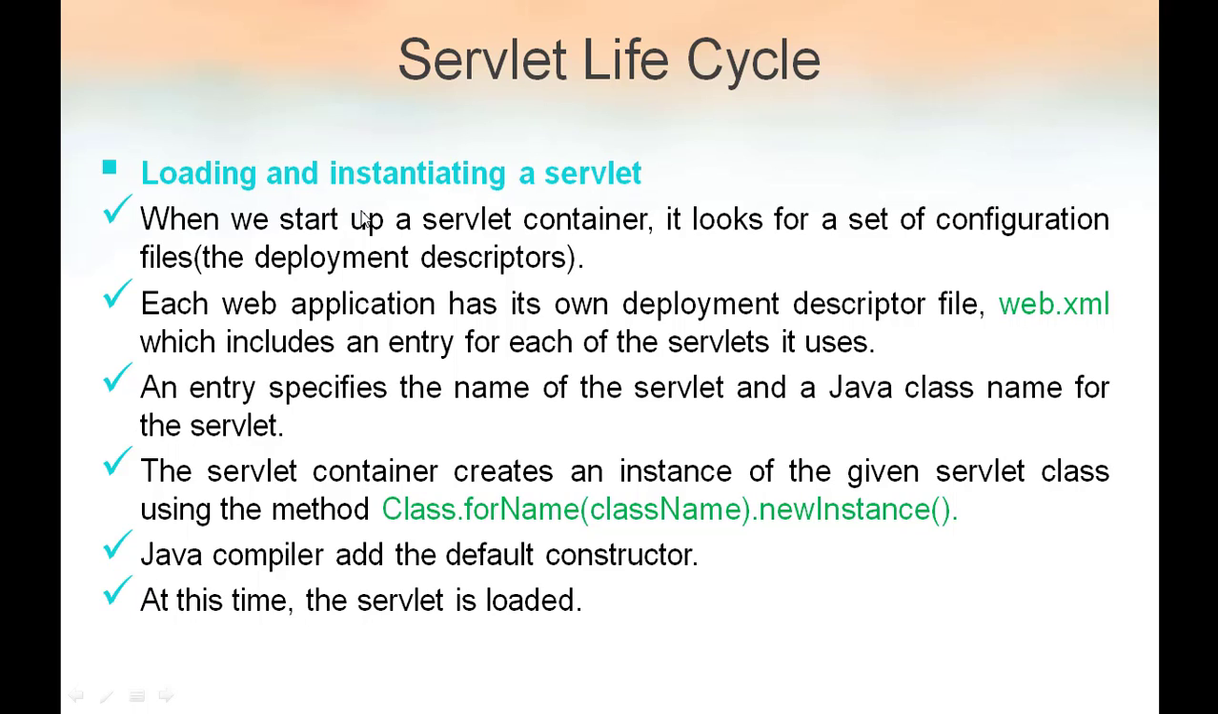So in loading and instantiating a servlet, what will happen? When it receives the request, the servlet container looks for the configuration file. In the configuration file, it lists the name of the servlet and the Java class name. The servlet container creates an instance using the Class.forName newInstance method and the Java compiler adds the default constructor.